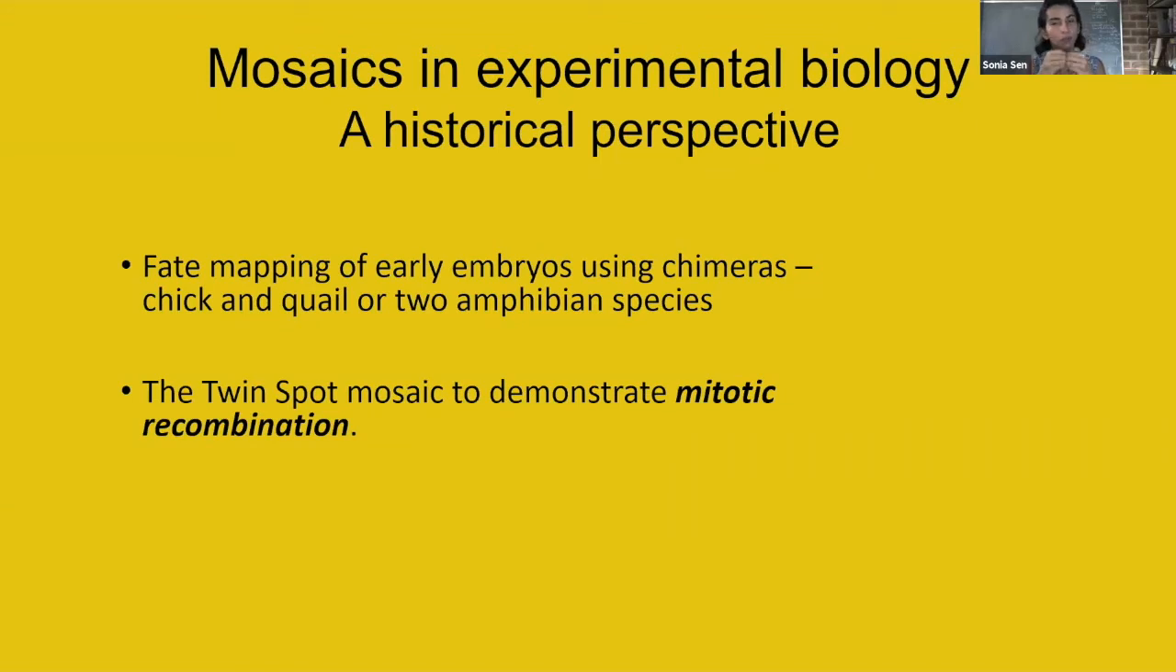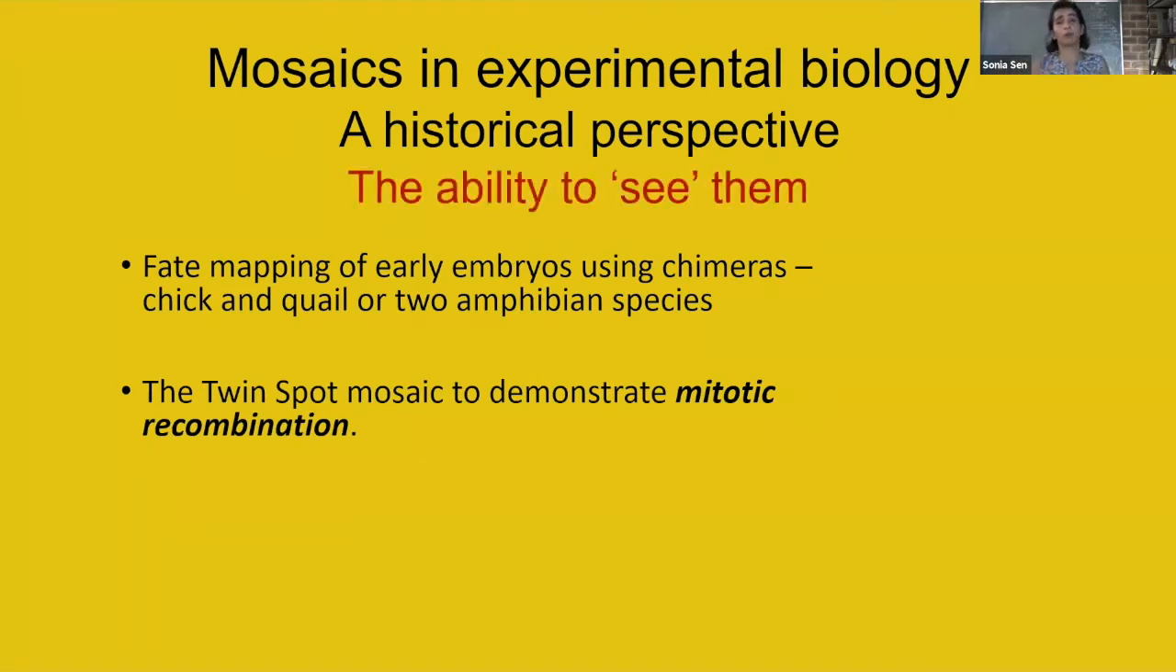Just from looking at patterns of these twin spots of mosaics, he could deduce that mitotic recombination was happening. That recombination, not in the germ cells, which had been described in the lab before, they used that to do linkage mapping, but even in somatic cells, that recombination could occur. So that's twin spots. I'm getting ahead of myself.